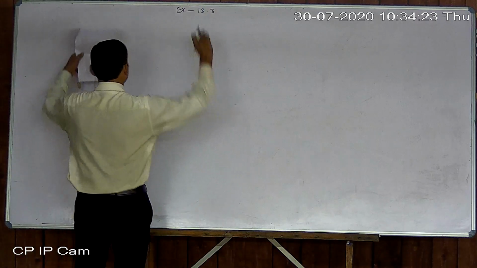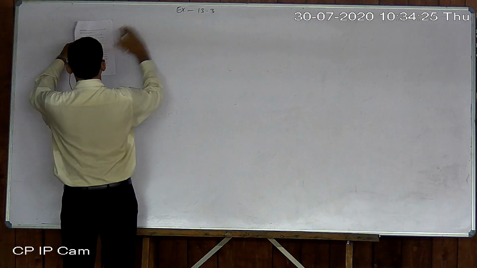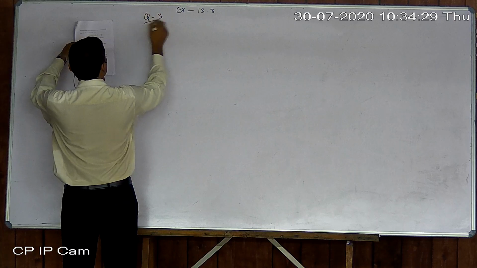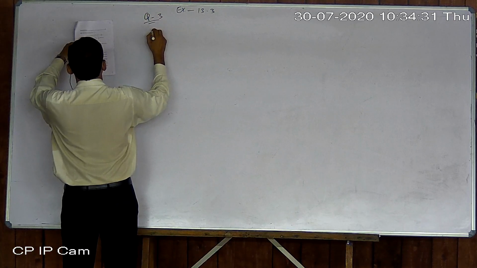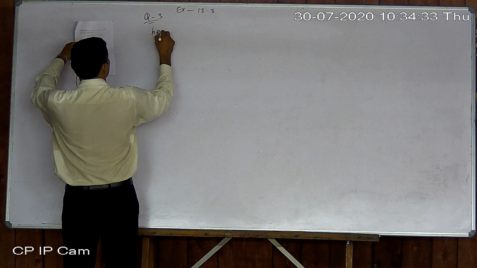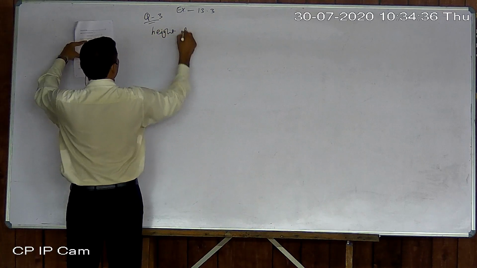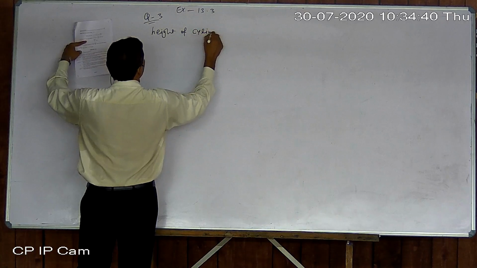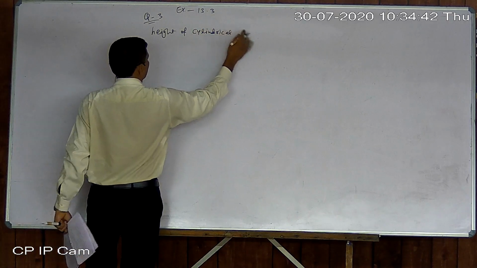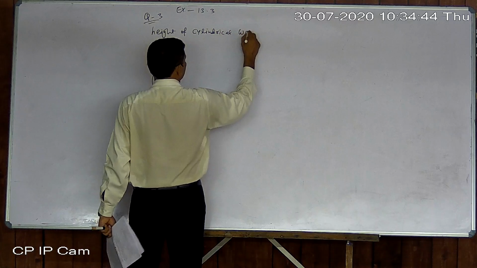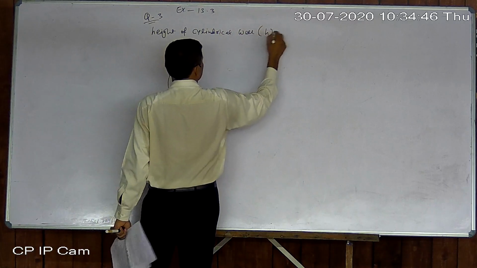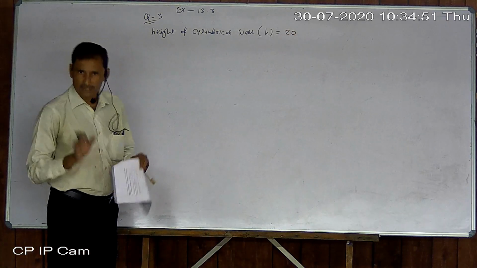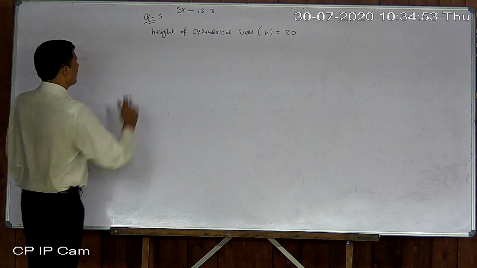So first of all, write down the measurements. Question number 3. 20 meter deep means height. Height of the well, or cylinder, or cylindrical well. So name and shape both come: cylindrical well. h equal to 20. Depth or height, both are equal for us. Okay. Now radius.